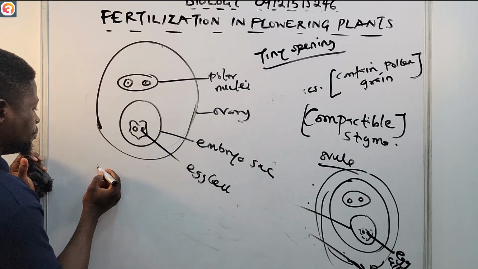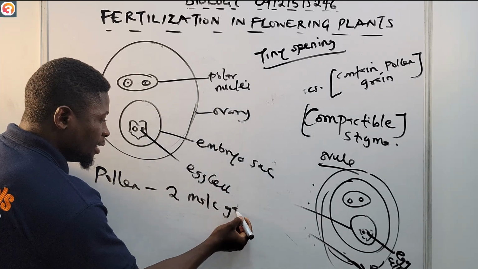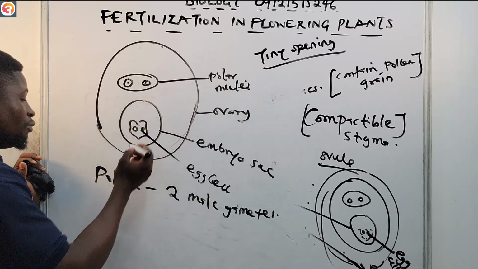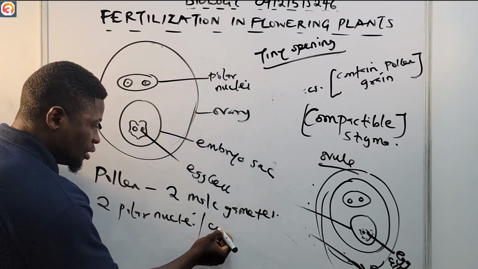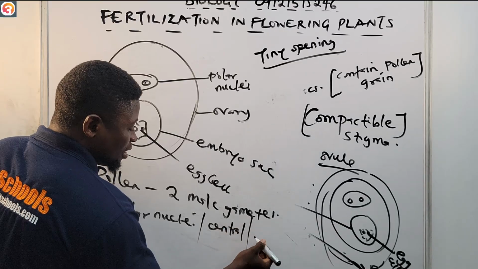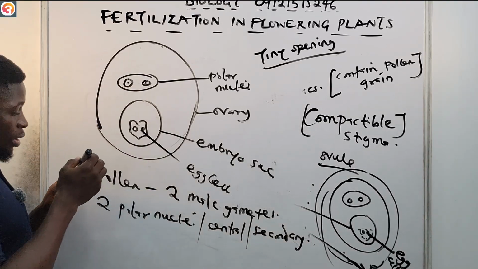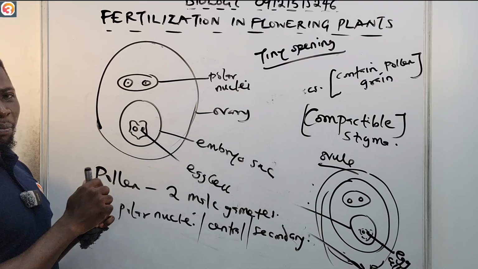In the pollen, there are two male gametes. Also in the ovary we have two polar nuclei, or central nuclei, or you can say secondary nucleus. So we have two male gametes in the pollen. All right, so what will now happen at this point?